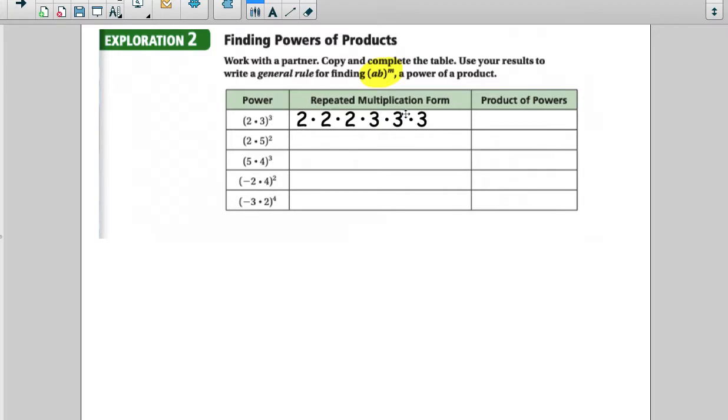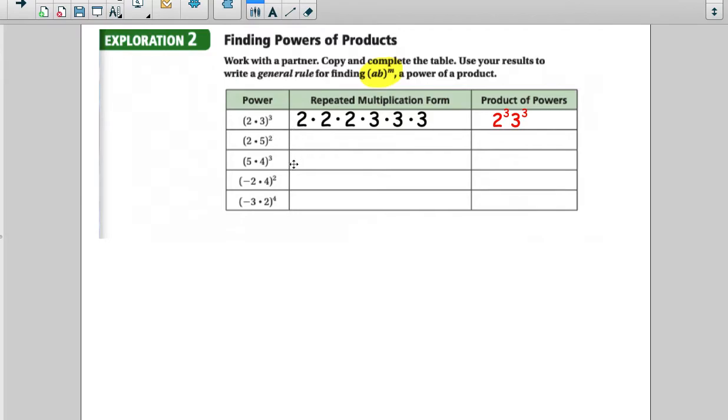So how I can rewrite this showing a product of powers, like we had in the first exploration, would simply be a base of 2 raised to the 3rd power and a base of 3 raised to the 3rd power. So this is the rewritten form of this product of powers, 2 numbers raised to a power. Now, some people might think, why didn't I just do the multiplication inside the parentheses and raise that to a 3rd power? That would have given me the same answer here, but what I'm really looking for is, can you apply the exponent to each of the items inside the base? And that's what we are doing here.